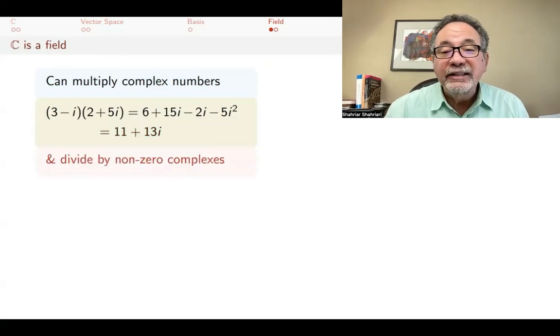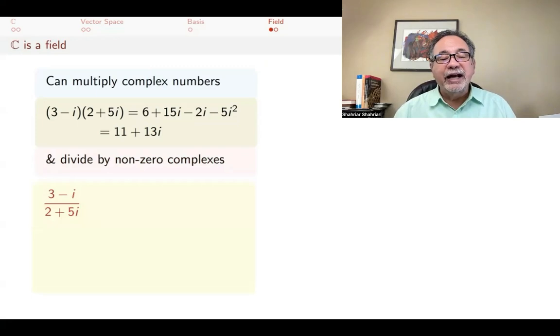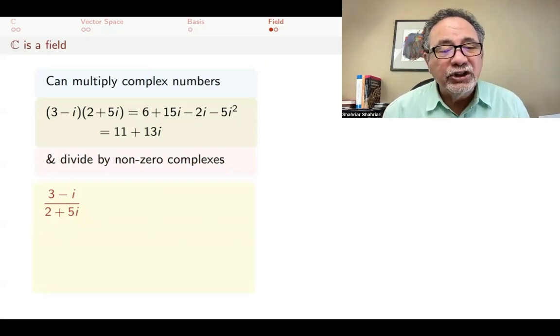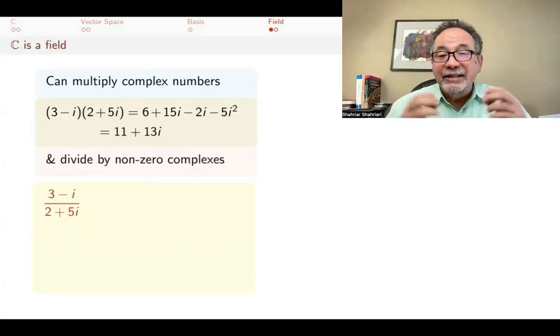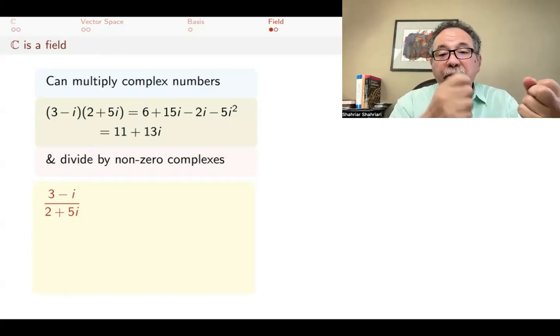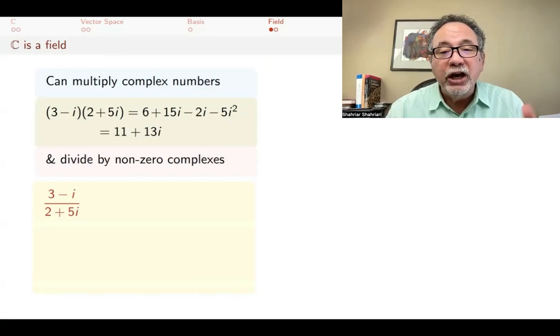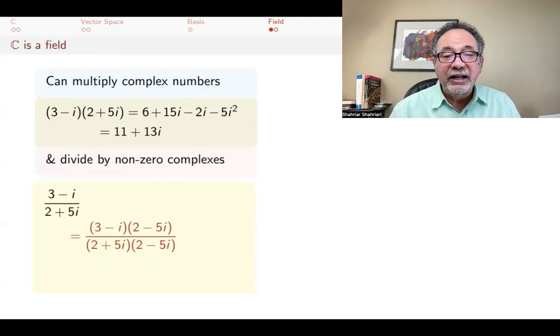I can also divide complex numbers by non-zero complex numbers. If you look at (3 minus i) over (2 plus 5i), that actually doesn't look like a complex number, because again, a complex number is a real number plus another real number times i. This is not in that form. The trick is to multiply top and bottom by the conjugate of the bottom. So 2 plus 5i was in the denominator. We multiply top and bottom by 2 minus 5i.